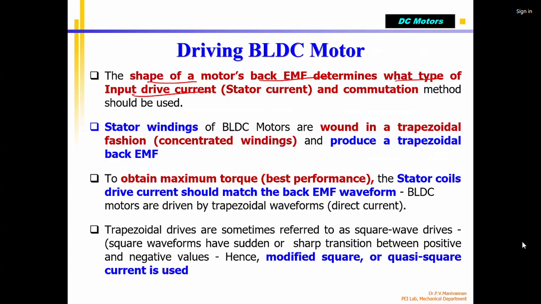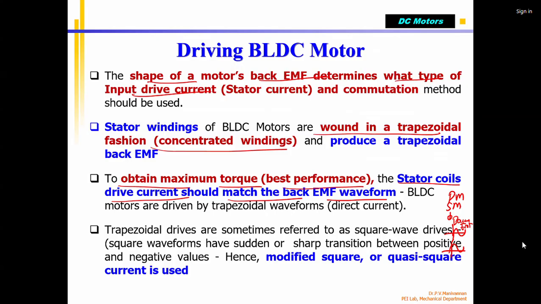In case of BLDC, the applied voltage will be trapezoidal in nature because we are using trapezoidal winding, which is called concentrated winding. To obtain the maximum torque or best performance of a given motor, the stator coil drive current should match the back EMF voltage. That's what I told you. If it is a PMSM, the back EMF is sinusoidal. Correct? So the current also should be sinusoidal.